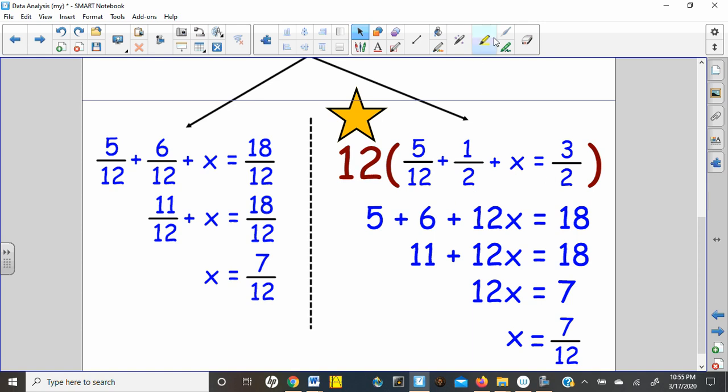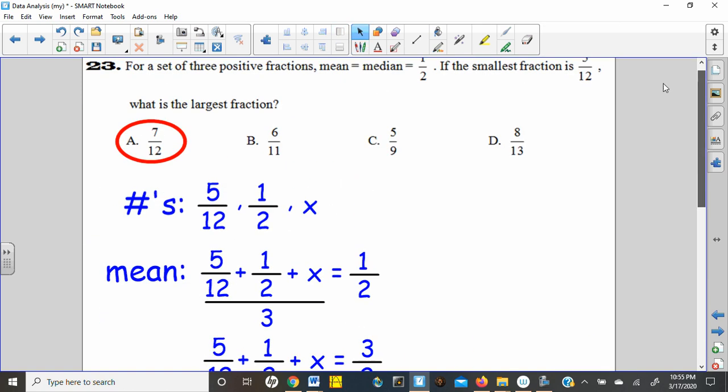Nothing cancels here. This is probably the most common algebra mistake, forgetting to multiply by the thing that doesn't have a denominator, right? 12 times x is 12x, and then 12 over 2 is 6 times 3 is 18, and now you just have a real simple algebra problem. Simplify, subtract, divide. Same answer. I think that's the easier way of doing this problem. But however you wish to do it.